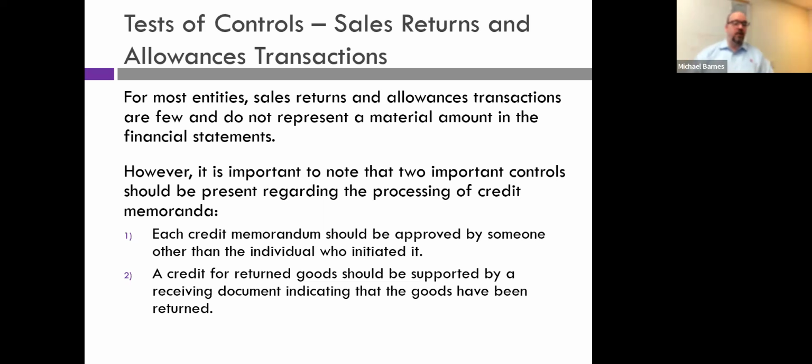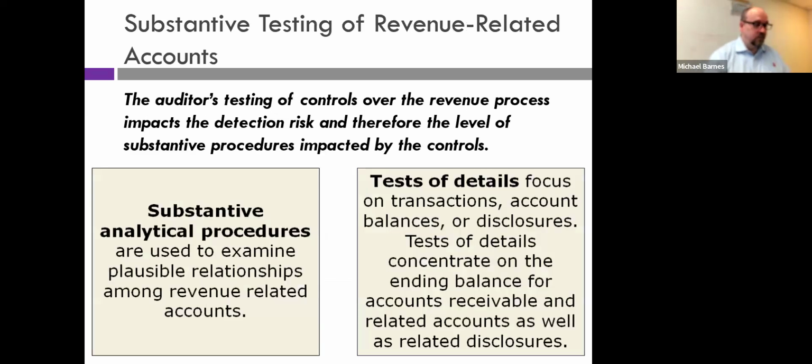For the most part, though, the only thing we're going to be concerned about is the processing of credit memoranda. We'll make sure that a credit memorandum has an approval other than from somebody who initiated it, so there's a separation between the recording function and the authorization function. And the credit for returned goods should be supported by a receiving document indicating the goods have been returned. So there's documentation supporting the credit memorandum. That's basically it.